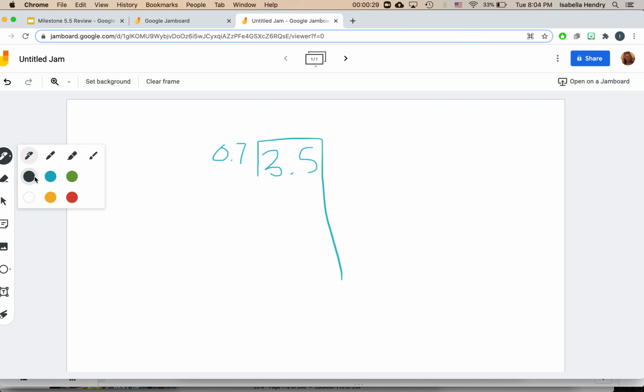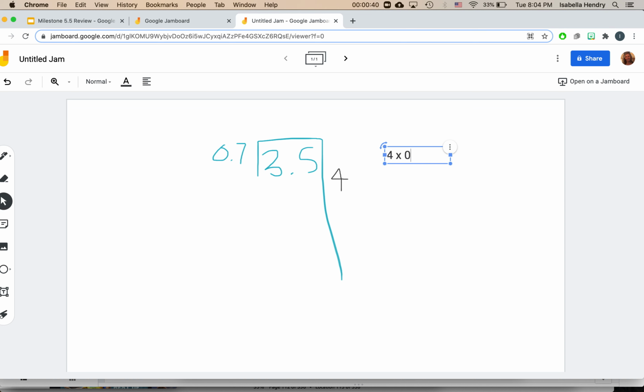So I'm estimating it's going to be maybe four times. So I'll try multiplying by four first. Four times 0.7, four times seven is 28, so it's 2.8. And if you need to, you can use your moving decimal trick to figure out where that decimal is going to go in your answer.